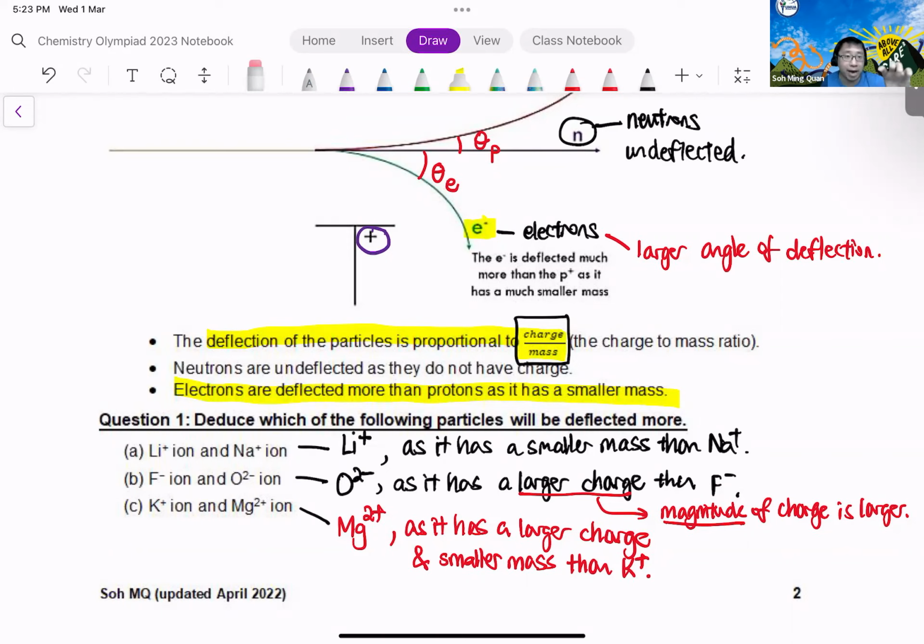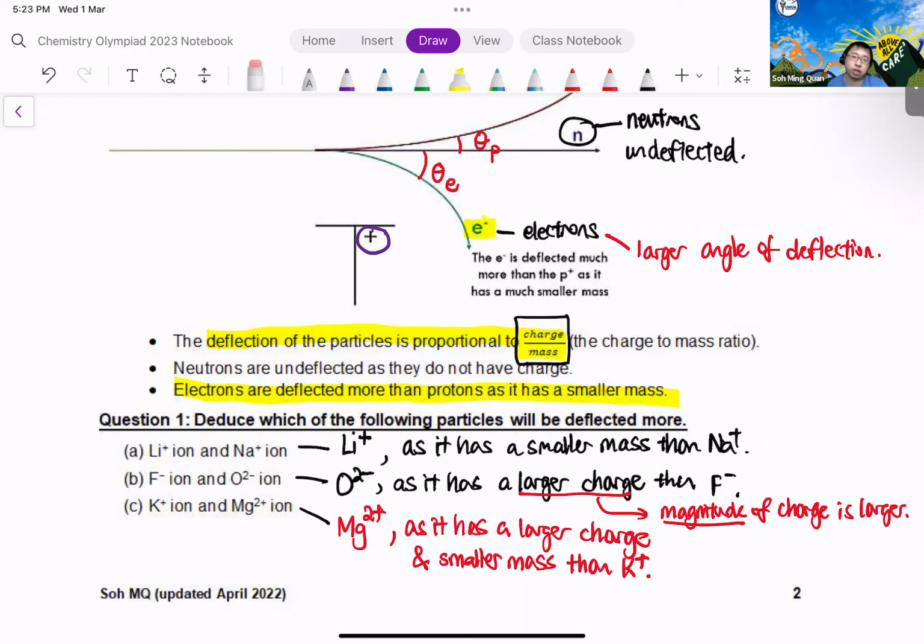So charge over mass is bigger. The deflection is also bigger. Now, Mg2 plus is also interesting. If you do more chemistry later on, you will realize that the group 2 ions, group 2 means magnesium, calcium, they all have higher charge than group 1, and they tend to have slightly different properties as a result. But that one is later on if you do more chemistry at A level. Okay, so that's question number 1.